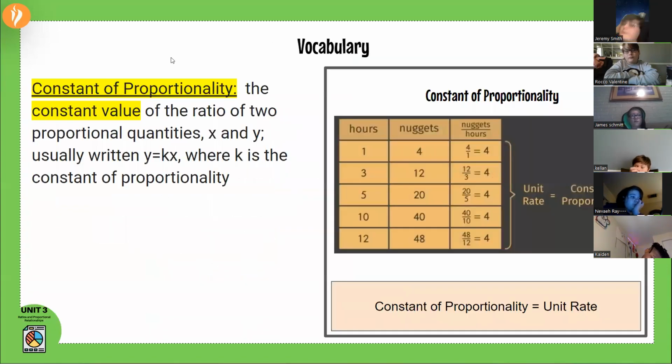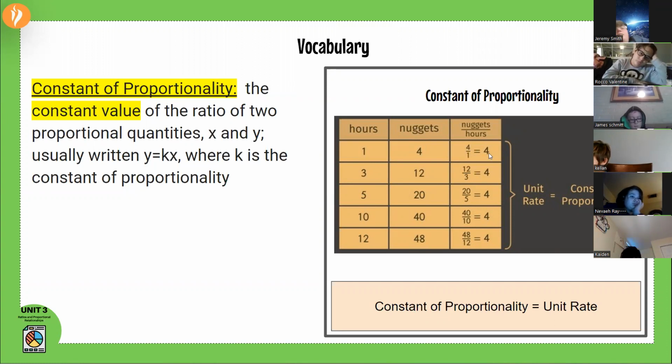All right, let's check out the constant of proportionality. So I've already been using that term, constant of proportionality. So once again, here's a table. In 1 hour, this person eats 4 nuggets. My goodness, that person is a slow eater, right? In 3 hours, this person eats 12 nuggets. In 5 hours, this person eats 20 nuggets, so on and so forth. So the first thing we would do to figure out, is this a proportional relationship, is we're going to divide Y by X.